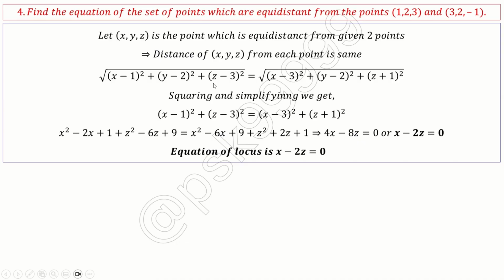Square both sides and you will get a simple equation. The (y minus 2) whole square gets cancelled on both sides, so don't consider it. Simplify it, and you get the equation of the locus of this point, which is nothing but x minus 2z equal to 0. Okay, next.